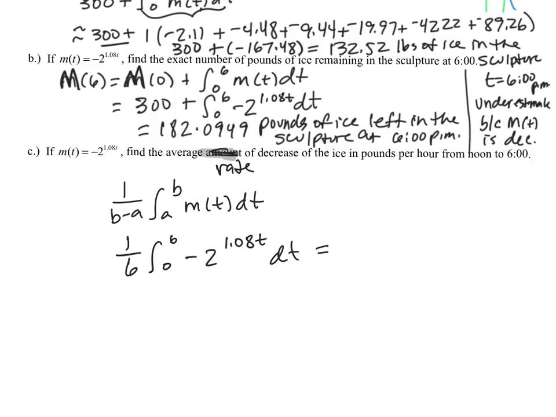All right, so you'd punch that into your calculator. You would get an answer. Now we're going to round that. We're going to go out to 4 decimal places and truncate, and we would get negative 19.6508. So now let's interpret what that means. What we were asked to find was the average rate of decrease of the ice in pounds per hour.